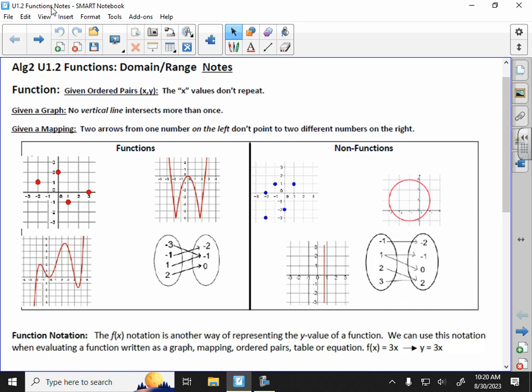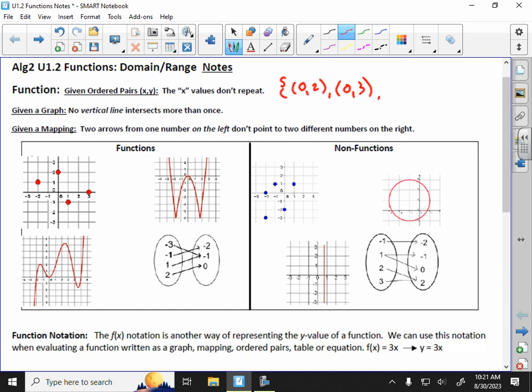So if we're given a set of ordered pairs, x comma y, we're looking at all the x values, and we just want to make sure that the x values are not repeating. For example, if we have a set of ordered pairs given as (0, 2), (0, 3), (1, 5), we look at all the x values. Since we have a pair where the x values are repeating, this is not a function. But if we were given a set and none of the x values are repeating, then we could say it is a function.